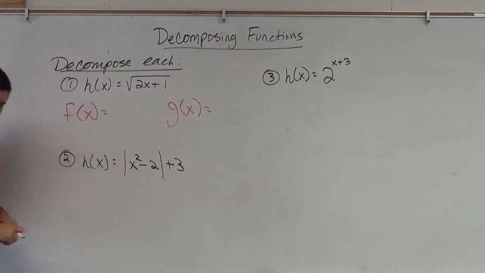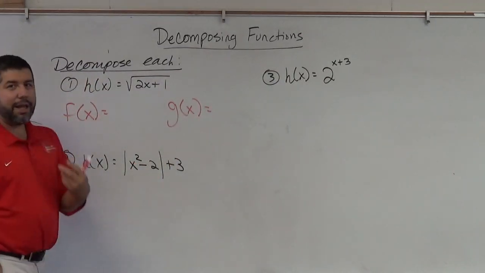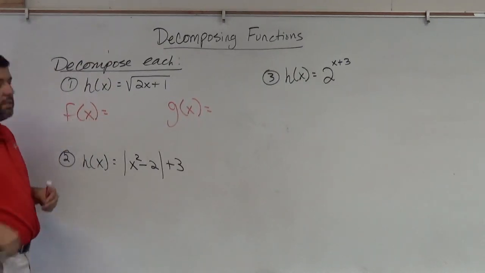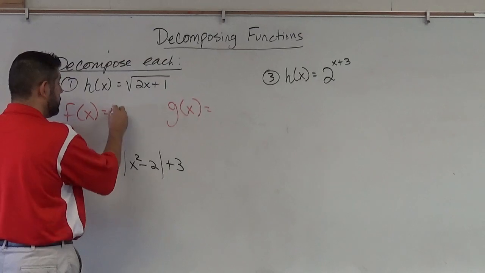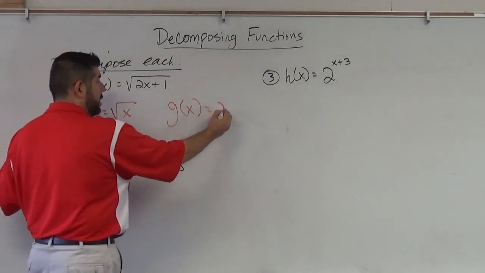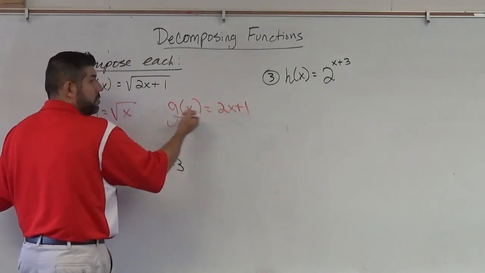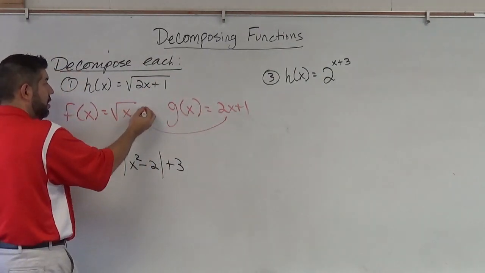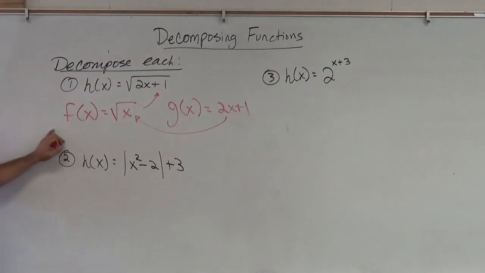Okay, so let's take a look at these. And, like I said before, there are a lot of ways to write these. I think one good way for this one is going to be f of x is square root of x, and g of x is 2x plus 1. So we're talking about the inside here. This is going to go into here, and then this is going to go in there and give us that function, okay?